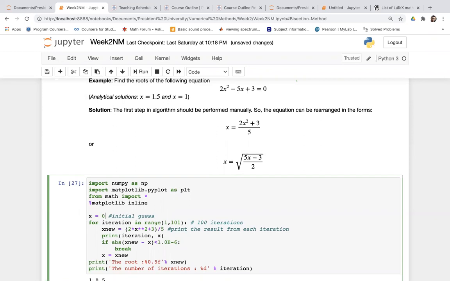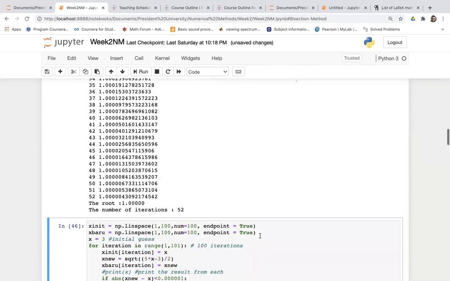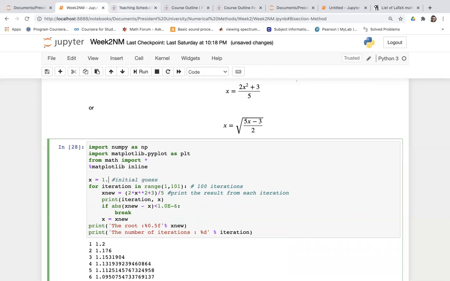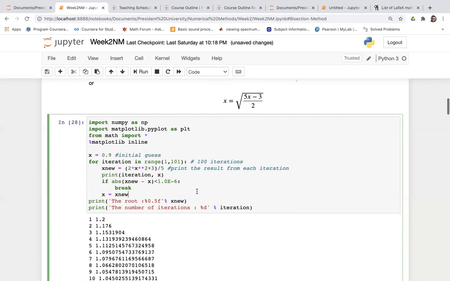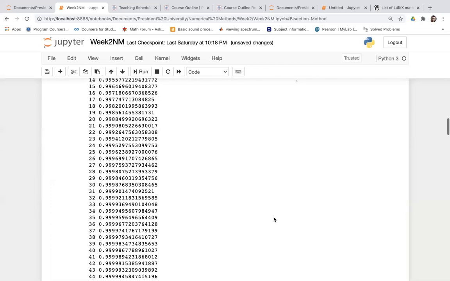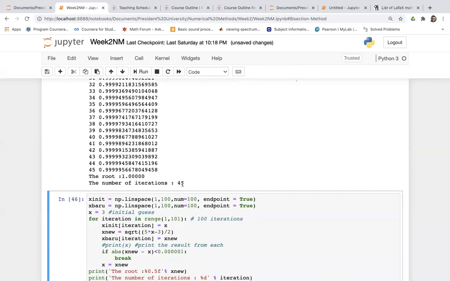Okay, so if you put 1.2, how is it going? Yeah, so it needs 52 iterations. If you put 0.9, which is already close, right? Let's see if it gives us fewer iterations. We start from 0.9. It still needs 45 iterations.